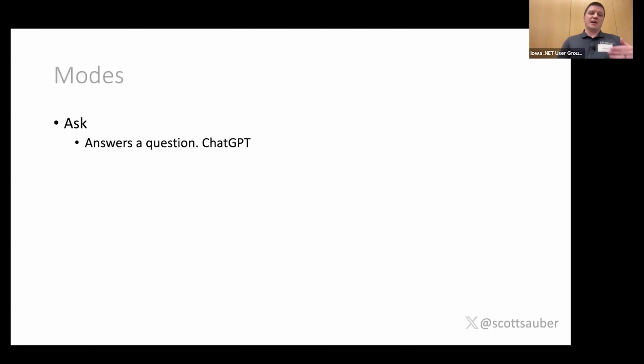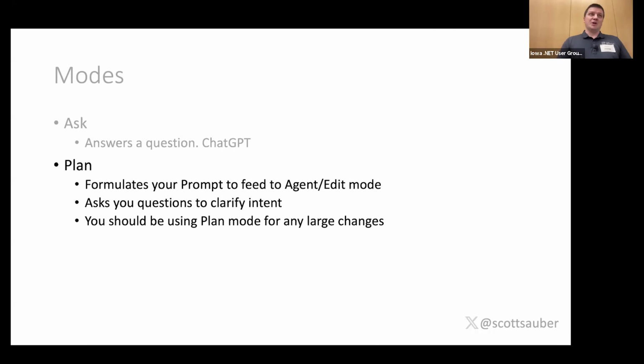So there's a few different modes that you can throw these dev tools in. First, you've got ask mode. This is basically ChatGPT. You ask it a question, it gives you an answer. There's also plan mode. This is a relatively newish feature in a lot of tools, but this is the idea of it starts to ask you questions and formulate your prompt at the end of the day that you're going to feed into an agent mode or an edit mode.